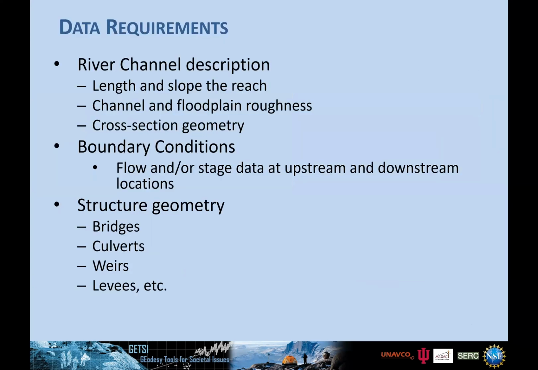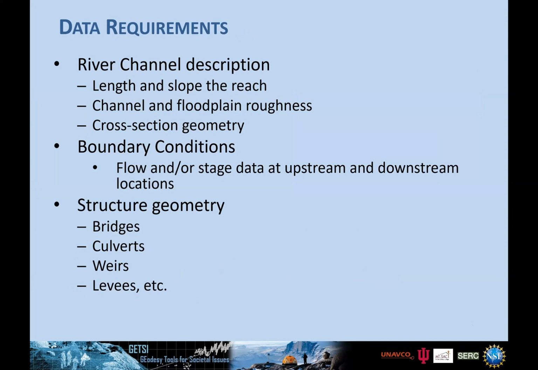So as I mentioned earlier, you need to have some data in order to set up a HEC-RAS model. You need to know the river channel description, how long the reach is, what the slope of the reach is, what the roughness values are in the channel and in the floodplain, and then you need to know the cross-section geometry. And that cross-section geometry comes from topography data.